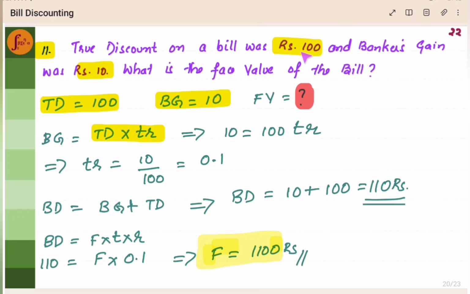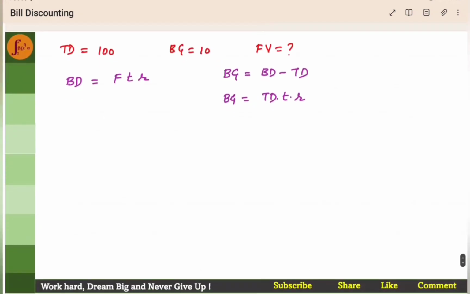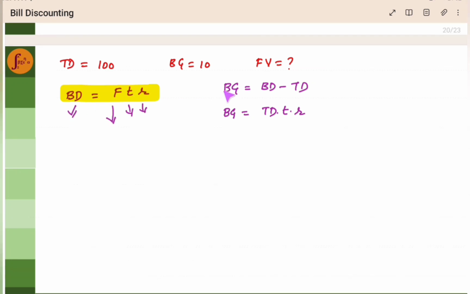True discount on a bill was rupees 100. Banker's gain was rupees 10. What is the face value of the bill? So true discount is given. Banker's gain is given. We need to find the face value. Where do we have face value? In which formula? In banker's discount, we have face value, right? So now we know banker's discount. Also banker's gain is given.